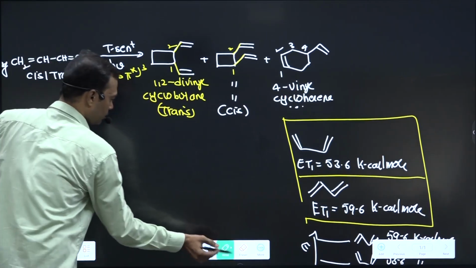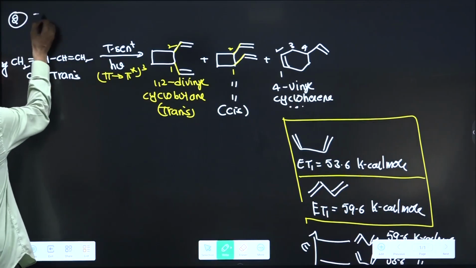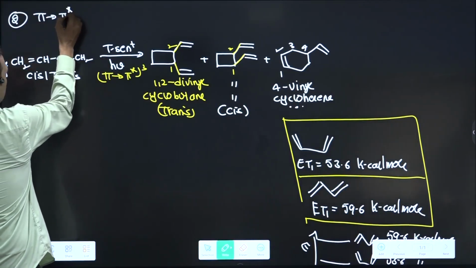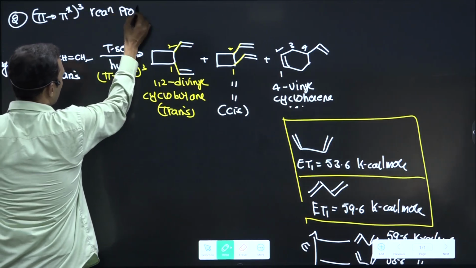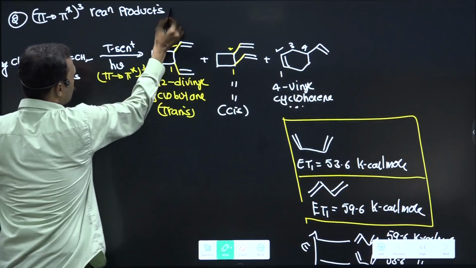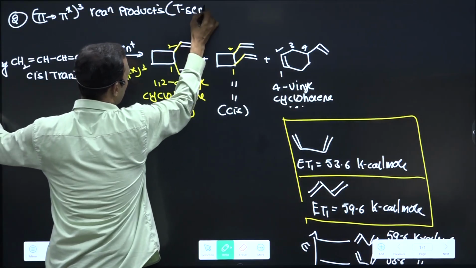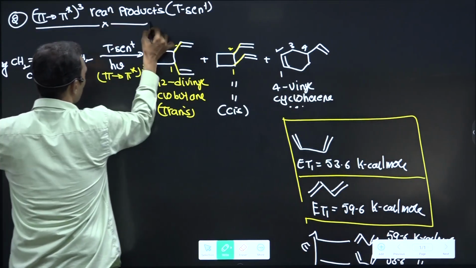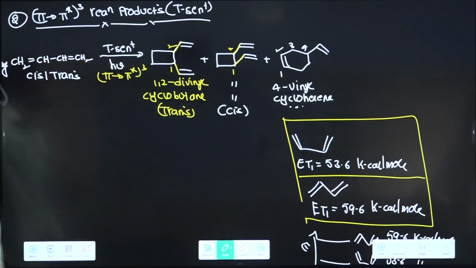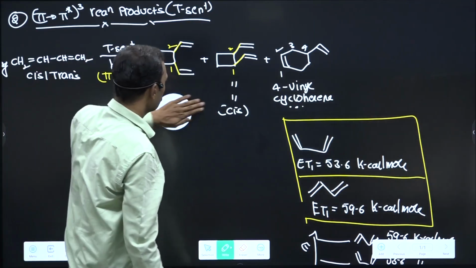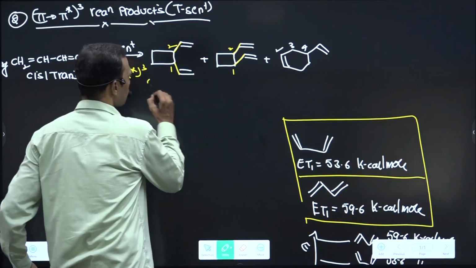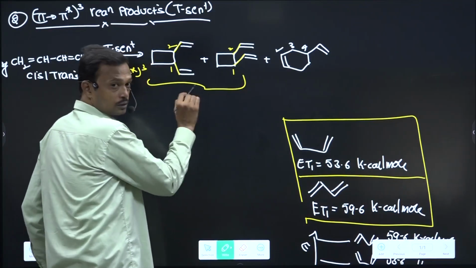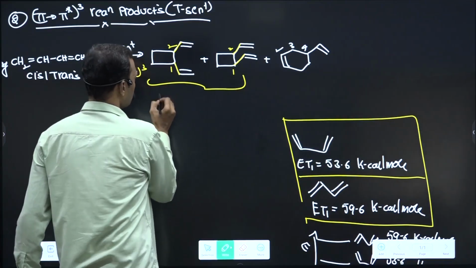So here you write the second one: pi to pi star triplet reaction products. This is the triplet sensitized product, possible by using a triplet sensitizer. Now you will get these three products. What are they? Trans isomer, cis isomer, and what is one more? This one. Most commonly these two predominate; these two are major.